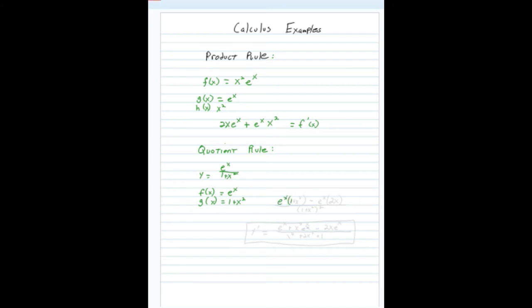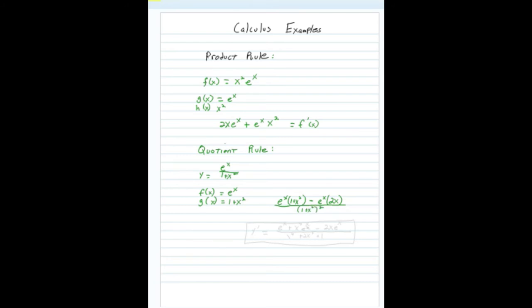We're going to subtract from that the first function times the derivative of the second. So we have e to the x times the derivative of 1 plus x squared, where the derivative of 1 is 0, and the derivative of x squared is 2x. So we have that. And then you have to divide the whole thing by the second function squared, so 1 plus x squared, the quantity squared.